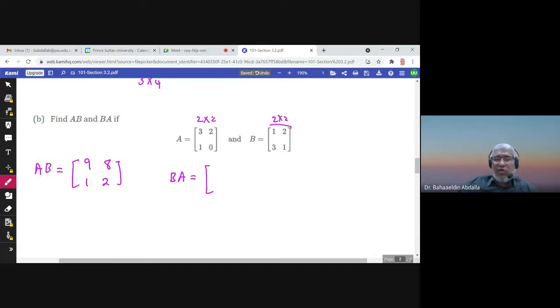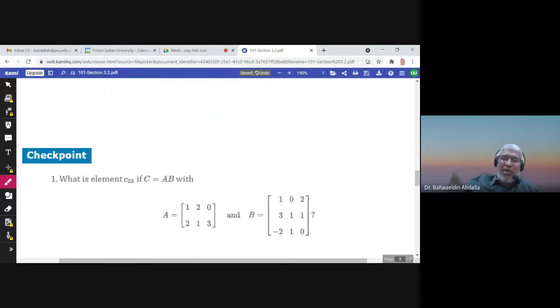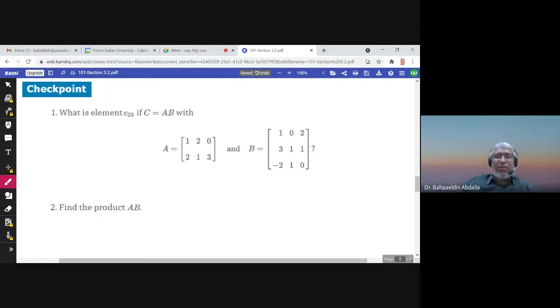So I take the first row of B and multiply by the first column of A. So 1 times 3 plus 2 times 1, that's 5. Then 1 times 2 plus 0. And now I use the second row. 3 times 3, that's 9, plus 1 times 1, that's 10. 3 times 2 is 6 plus 0. So this is BA. These two matrices, as you can see, are not equal. So matrix multiplication is not commutative. Pay attention to this. AB is not equal to BA in general.